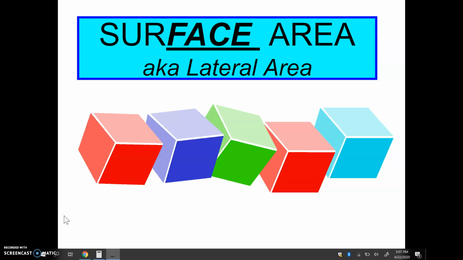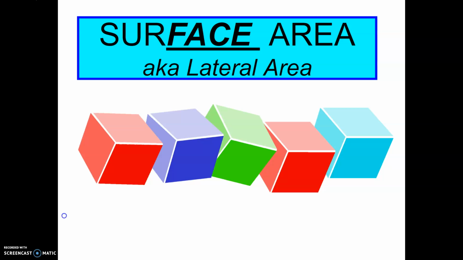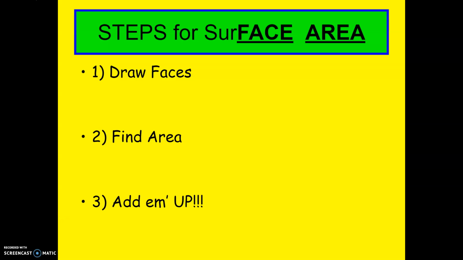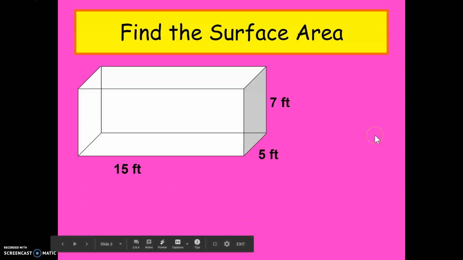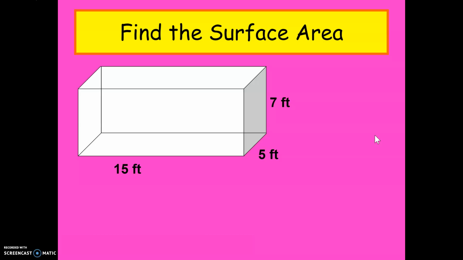That's me though, right? Alright, so surface area is finding the outside area of a three-dimensional shape. We had 3 steps where we would draw the faces, find the area of each face, and then add them all up. So here's our first example. If you need to pause this video to draw this so you can remember these dimensions, we've got a rectangular prism.